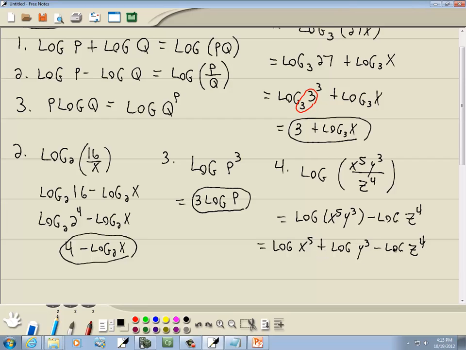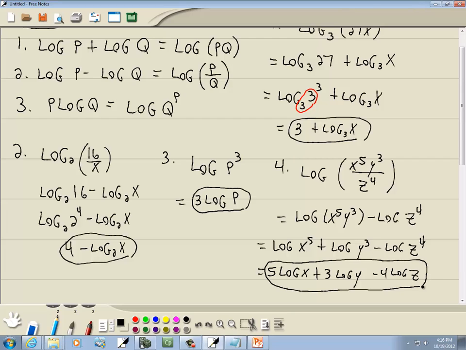Now, the x, y, and z are not by themselves yet, but from property 3, we said if we have a power, we can put it out in front. So this is going to become 5 log x plus 3 log y minus 4 log z. And the x, y, and z are by themselves, of course with the log in front of them, but that's our answer.